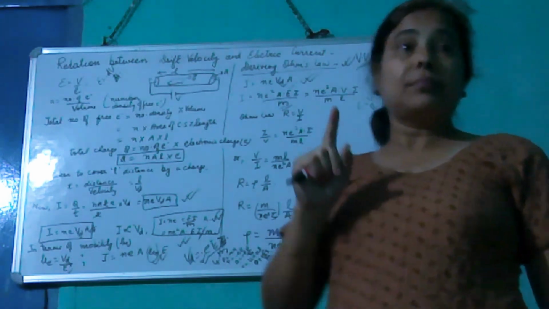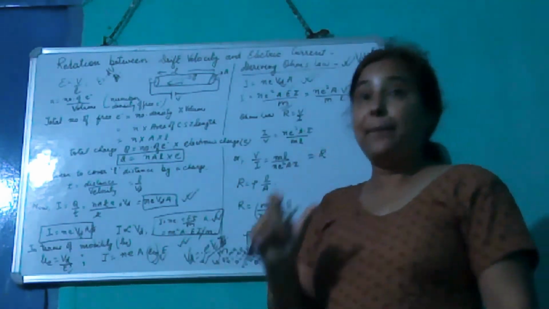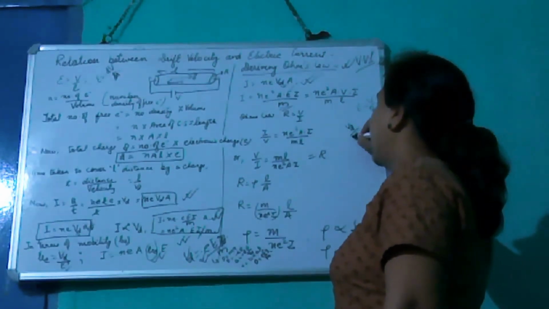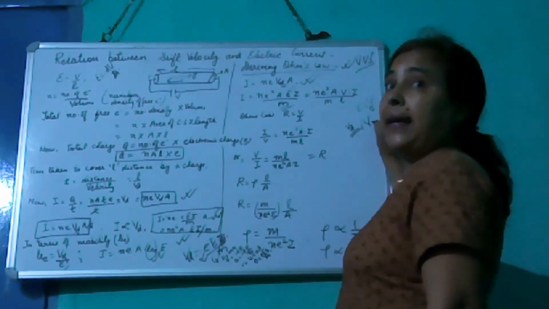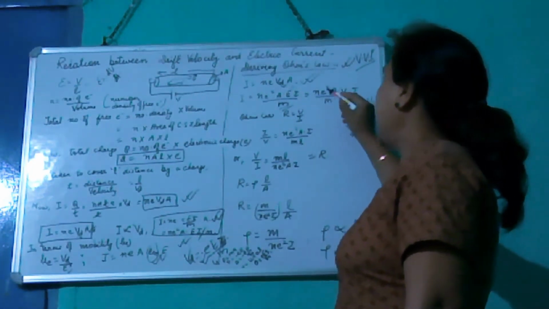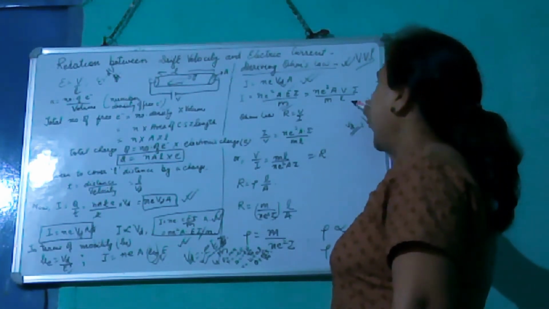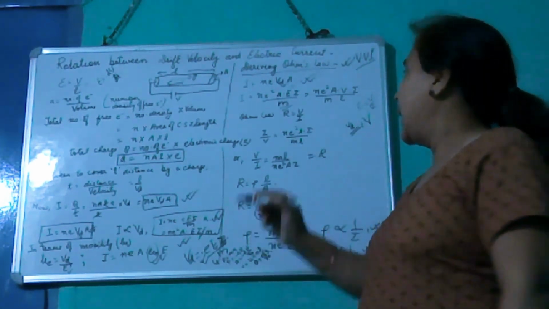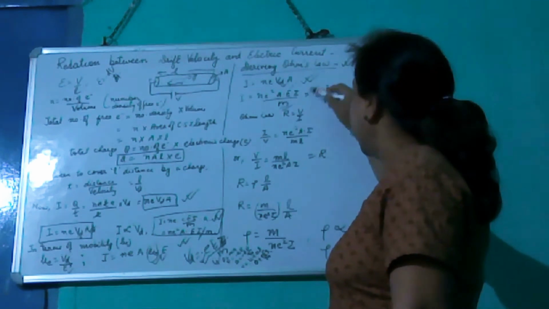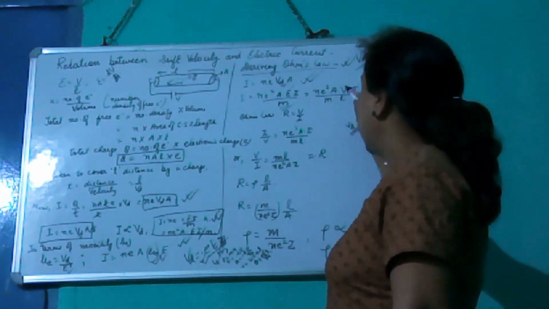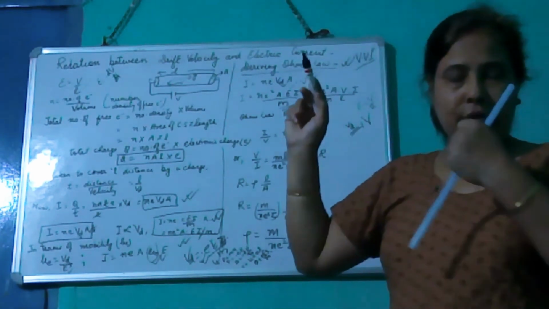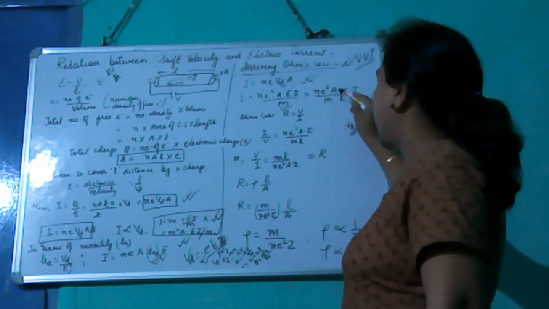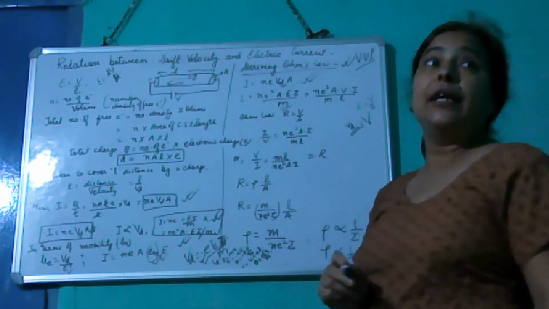What is V here? Potential difference applied across the conductor. Don't confuse it with velocity. Here for velocity we are always using drift velocity, and if a single V is there, that is potential difference. So n e squared A V into tau upon m L. For Ohm's law, R is equal to V upon I, so if we find I upon V from here, we are left with n e squared A into tau upon m into L.